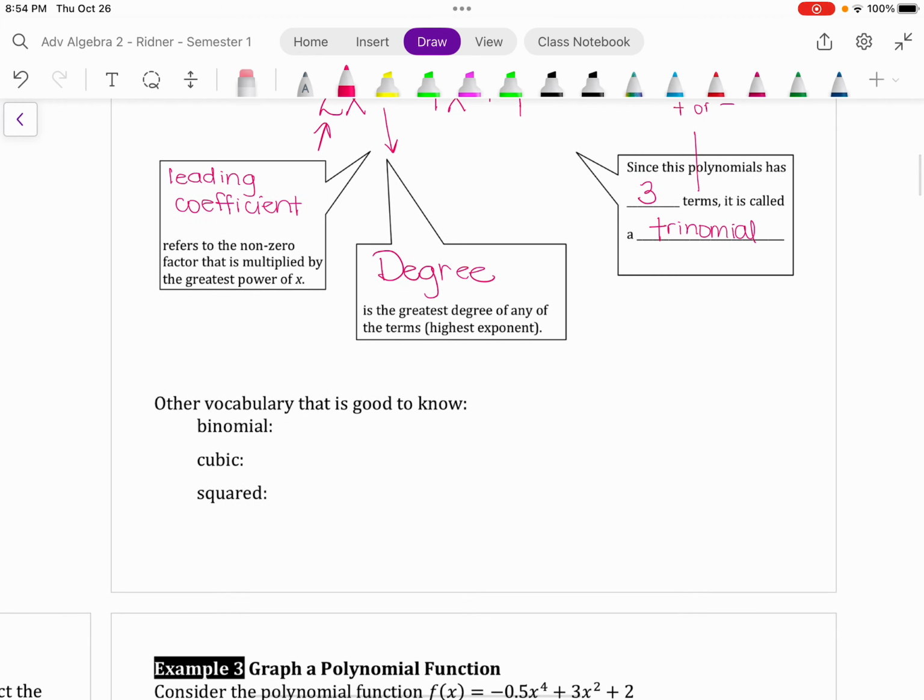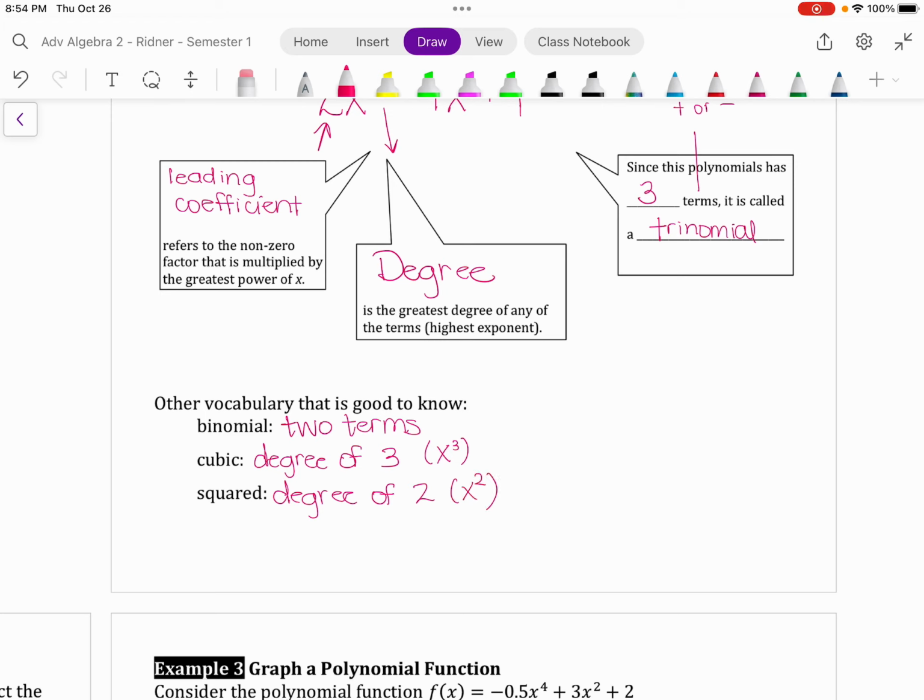So just other ones to make sure we know. Binomial would be 2 terms. When we factor in the quadratic unit, it was binomial. If I say cubic, I'm talking about a degree of 3, so something that says x cubed. And then squared is, of course, a degree of 2. We just took a huge test on that, so everything x squared.